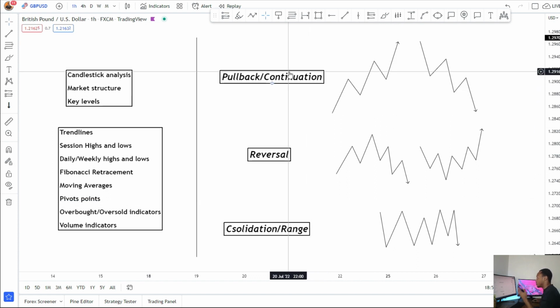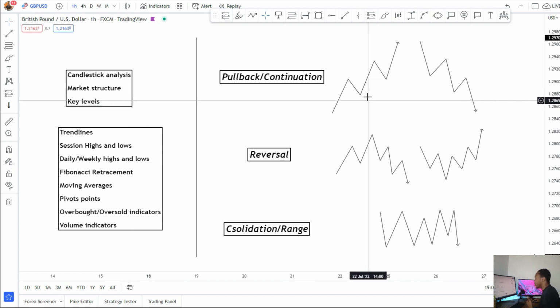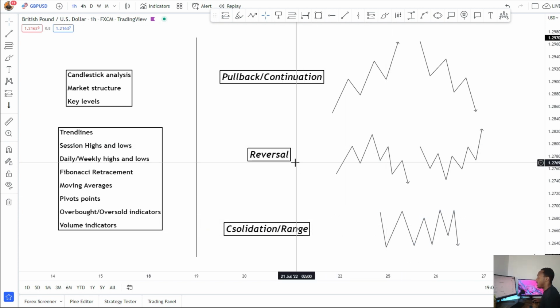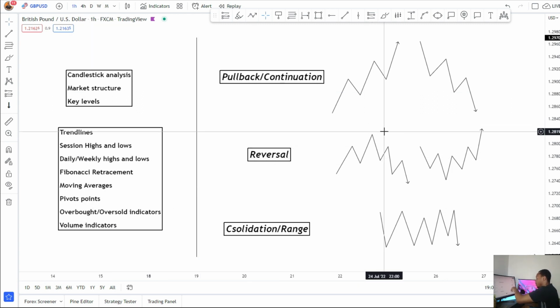Like I said, the majority of my trades are pullback and continuation. And then on the left is technical analysis. This is how we analyze when that pullback is over, when that reversal is happening, or when that range is about to continue in the range. These are our tools, our techniques to interpret what's going on here on the right.